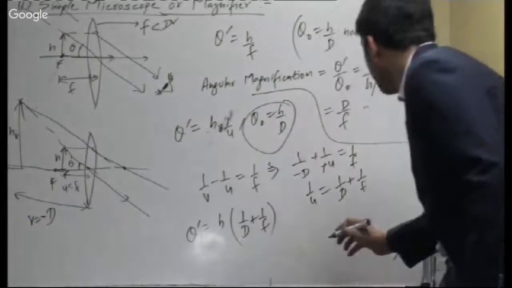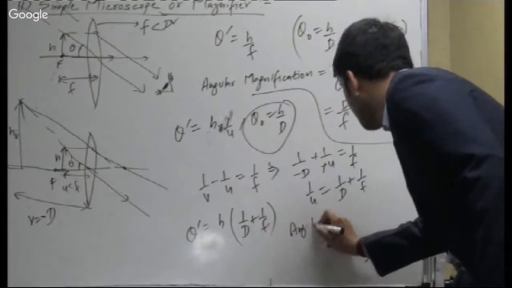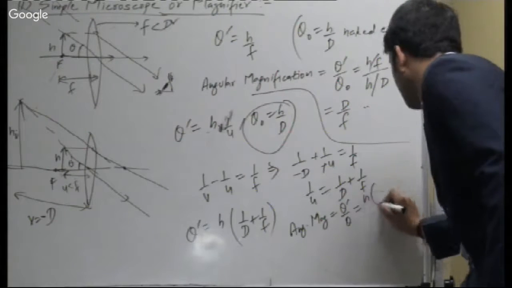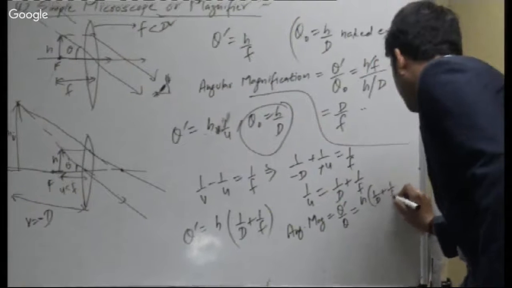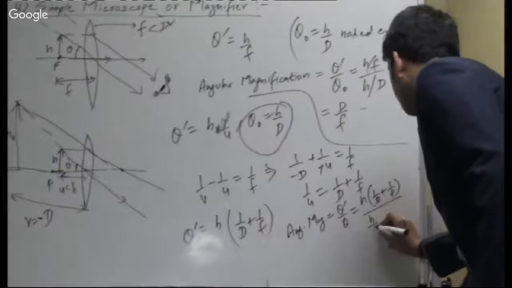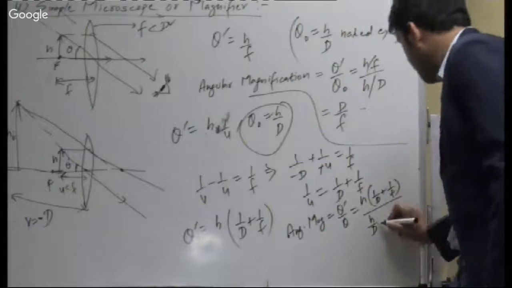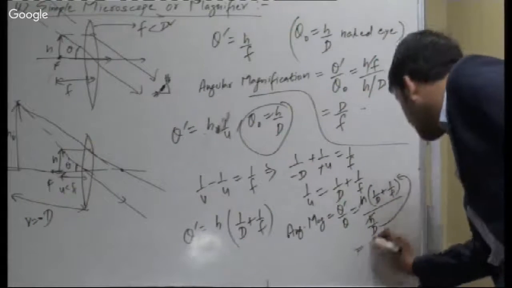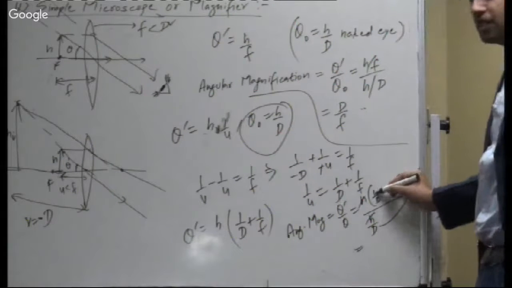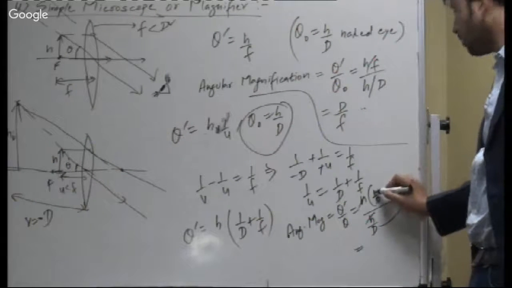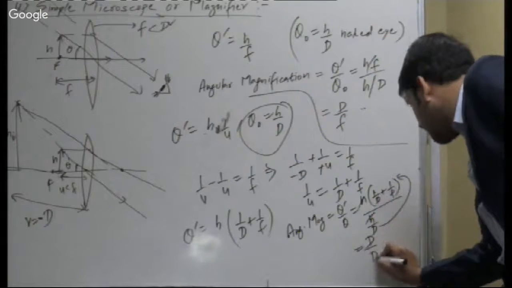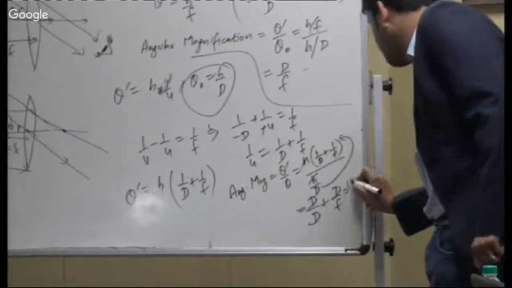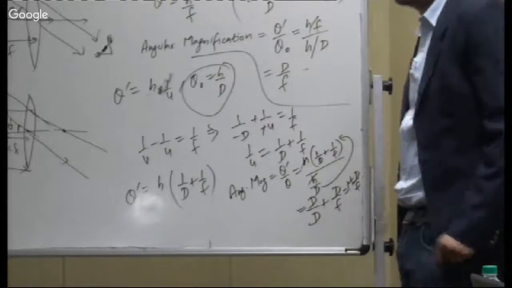ठीक है. एंड एंगुलर मैग्निफिकेशन कितना होगा, थीटा डैश बाय थीटा, दिस इज h इंटू 1 बाय डी प्लस 1 बाय एफ अपॉन h by d. Okay, so this d comes on the top और ये h कट गया. What happens is d अंदर multiply हो जाएगा with the numerators, so the first would become d by d, the second would become d by f. What we have achieved here is 1 plus d by f.